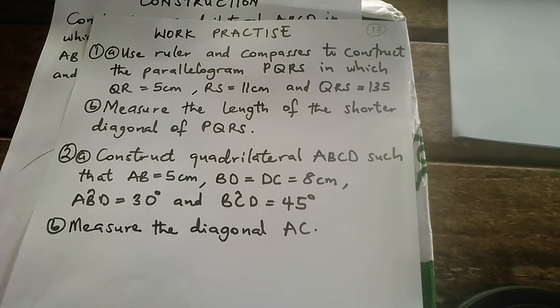Number 2, A. Construct quadrilateral ABCD such that AB equals 5 centimeter, BD equals DC equals 8 centimeter. So lines BD and DC are the same. They each have a length of 8 centimeter. Then angle ABD is 30 degrees and angle BCD is 45 degrees. Measure the diagonal EC.